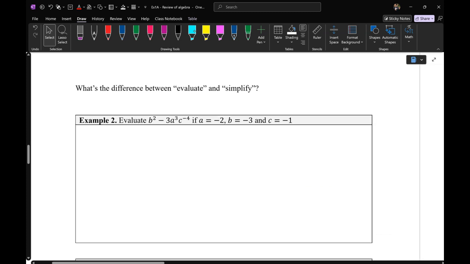What's the difference between evaluate and simplify? Evaluate is when you substitute and get a number. So just right here, sub and number.